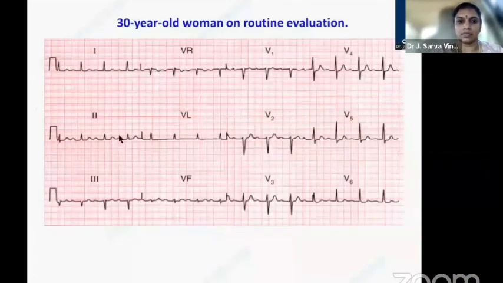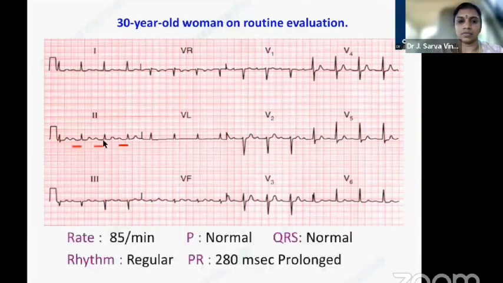So what do we see here? We see here that the RR intervals are occurring at regular intervals. So the rhythm is regular, and we do have a P wave. But what we find here is the PR interval is prolonged. The PR interval should usually be around 0.12 to 0.2 seconds, so it should usually occupy only one large box. We see here that the PR interval is prolonged in each of the beats, and it is constant.